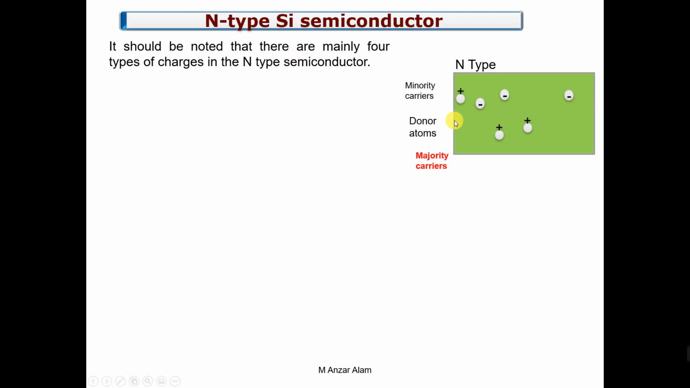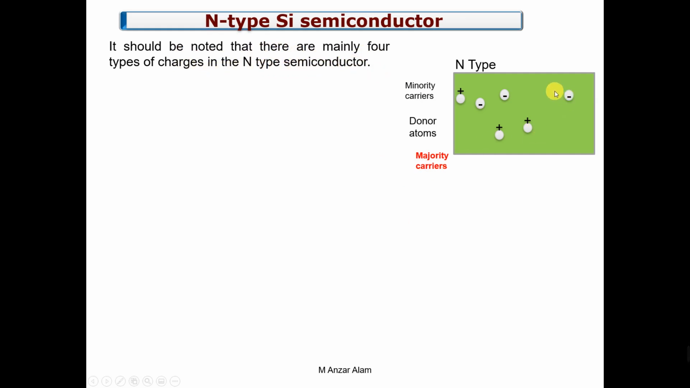So the two charges, we know this is not the n-type material, but this is the silicon. We want to convert this piece of silicon to the n-type material. So I have just written n-type here, but this is not actual now. It is just simple silicon material. So we can have here minority carriers, donor atoms, and the majority carriers. It should be noted that there are mainly four types of charges in the n-type semiconductor.